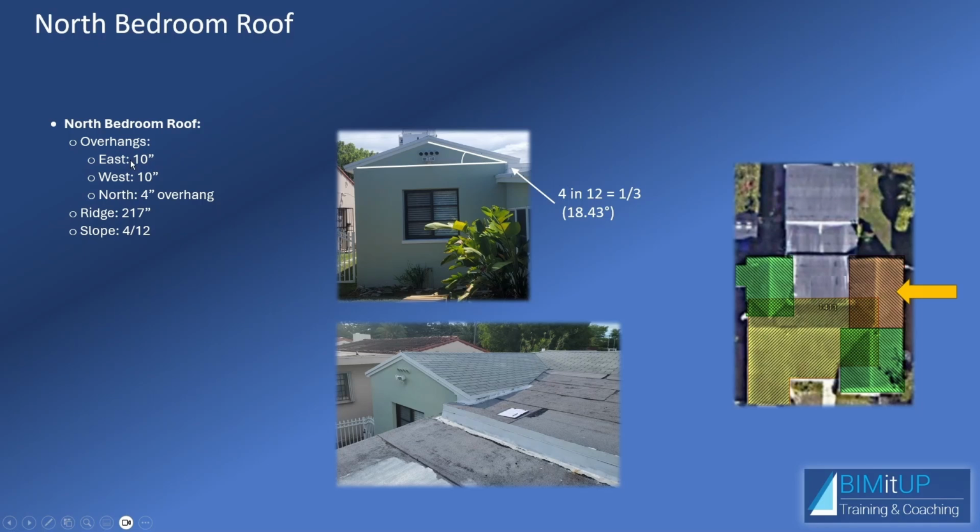We have an overhang exactly the same as the previous one. So on the east, we have 10 inches. On the west, we have 10 inches. To the north, we're going to keep 4 inches. And then this ridge here is 217 inches. The slope, like we mentioned, is 4 12. So let's get to it.